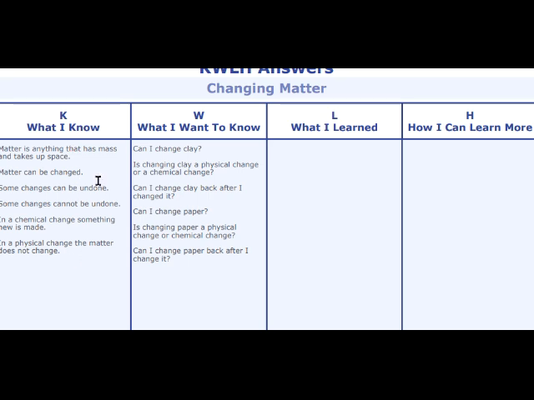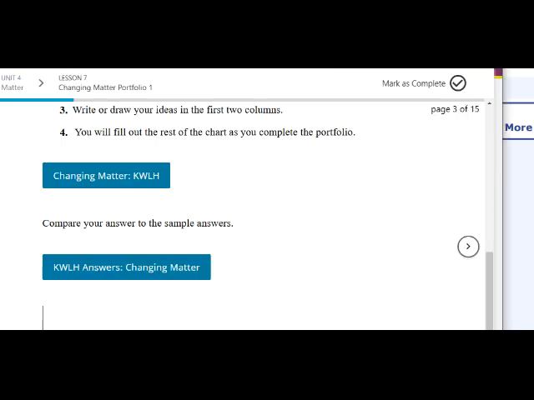So here's a lot of information. Maybe you know some of it, maybe you don't. You only want to write down what you know so far. Then for what I want to know, they have a lot of questions too. You don't have to write this many, not at all. 1 or 2 is perfect. Can I change clay? Is changing clay a physical change or a chemical change? Can I change clay back after I changed it? Can I change paper? Is changing paper a physical change or a chemical change? And can I change paper back after I change it? So there's a whole lot of questions there. Remember, you don't have to ask that many. 1 or 2 will be fine.